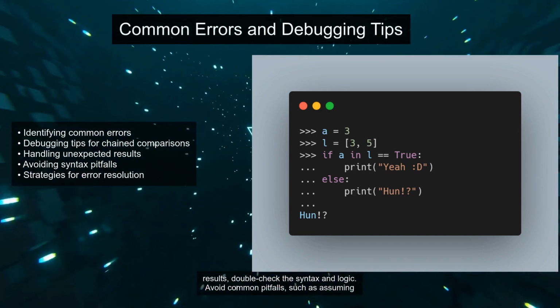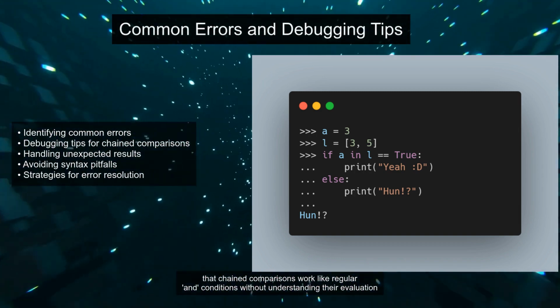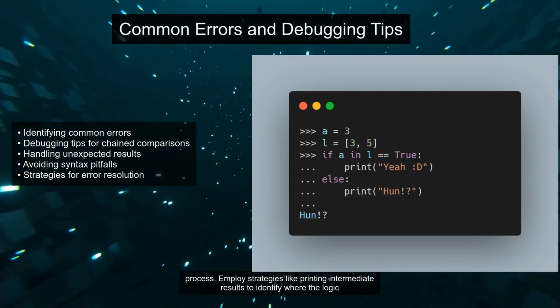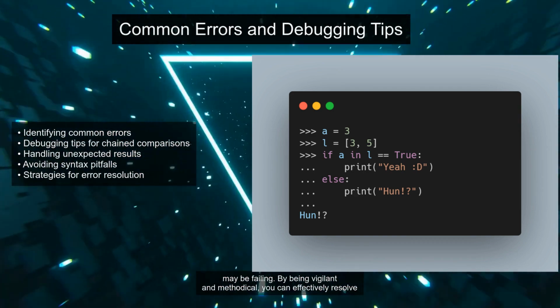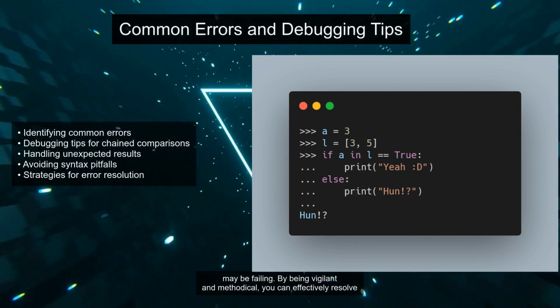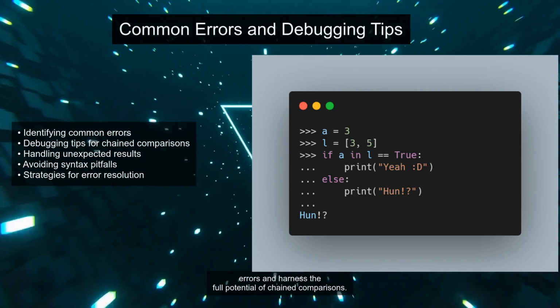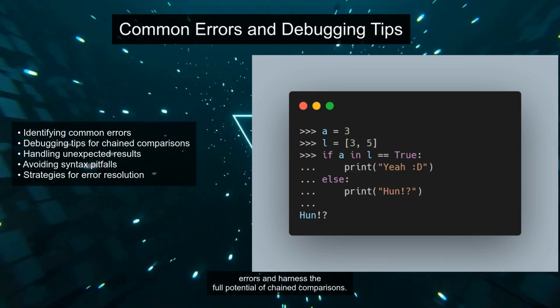Avoid common pitfalls, such as assuming that chained comparisons work like regular and conditions without understanding their evaluation process. Employ strategies like printing intermediate results to identify where the logic may be failing. By being vigilant and methodical, you can effectively resolve errors and harness the full potential of chain comparisons.